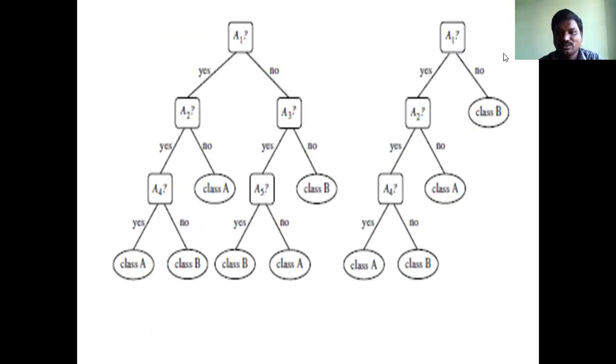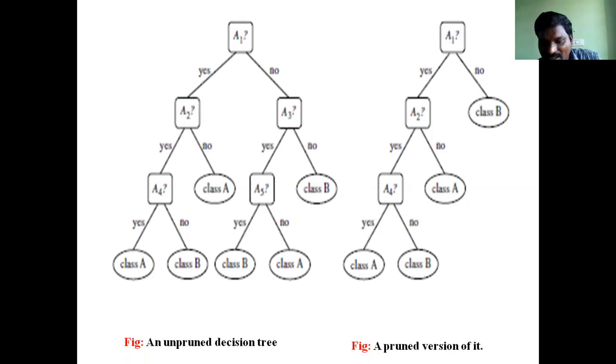For example, how can you prune this one? What is the noise in this case? For example, a1, a2, a3, a4, and a5. If you treat a3 and a5 as the noise for this one, remove that and place the class label here. In this way you will get the pruned tree from the unpruned tree, removing some of the branches if they have noise. That is decision tree construction.